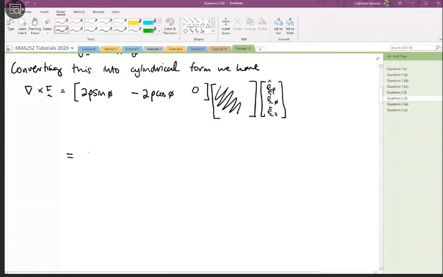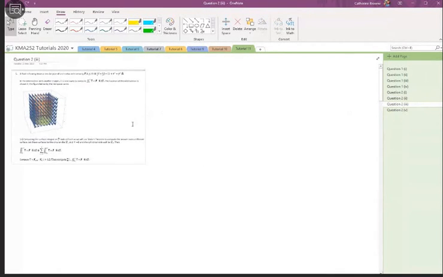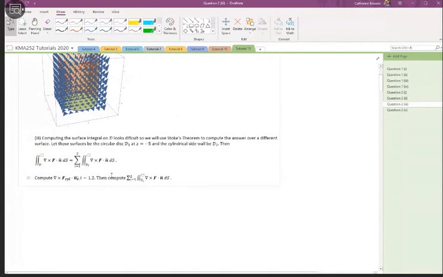And I'm going to find that it's 0 in the rho direction, minus 2 in the phi direction, plus 0 in the z direction. Did anyone have any questions about that? I've sort of skipped over it just so I get through a little bit more of the question.